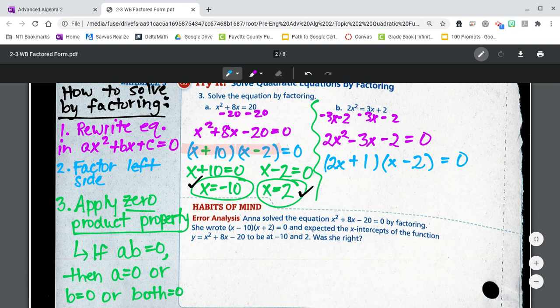Then I'm going to apply the zero product property. 2x plus 1 equals 0. x minus 2 equals 0. So with the x minus 2, if you add 2 to both sides, we get that x equals 2. And then if I subtract 1 on both sides, I get 2x equals negative 1. Divide both sides by 2, x equals negative 1/2.